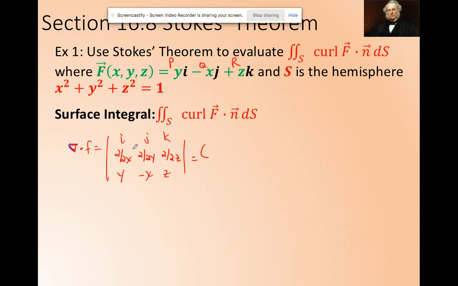And hopefully you can see what I'm doing, right? What do I have? Partial z, partial y, partial negative s, partial z, partial z, partial x, partial y, partial z. Oops. But partial negative x with respect to x, and partial y with respect to y. So there's my curl.